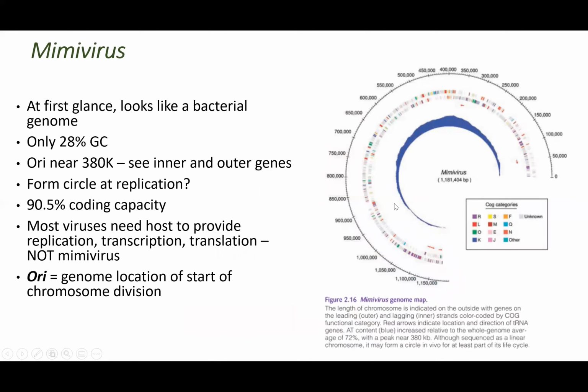When we look at its genome, it has a very bacteria-like genome. It has an origin of replication. It has GC content of 28%, which is very similar to most bacteria. Just as a reminder, GC content is simply what percentage of the genome is guanine and cytosine as opposed to adenine and thymine. And it's very bacterial-like. It has the origin of replication. It has genes that are similar to bacteria.